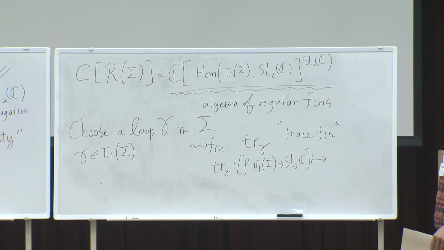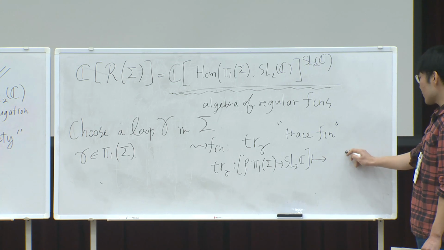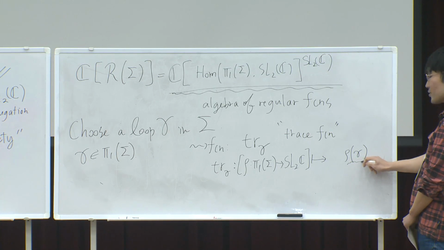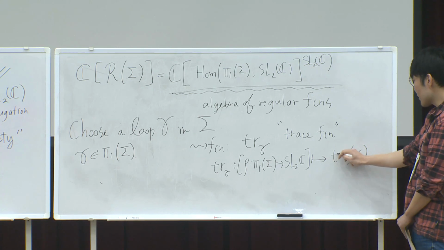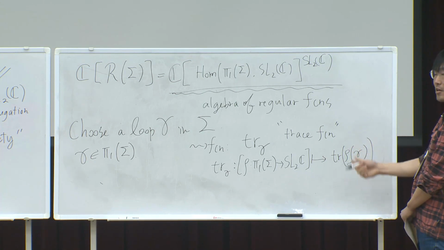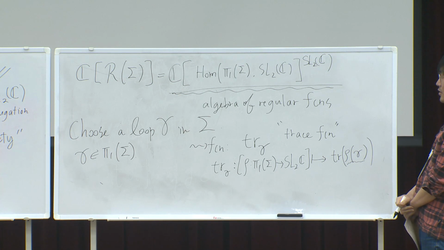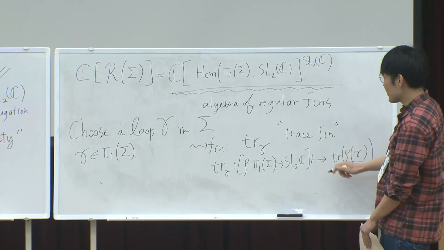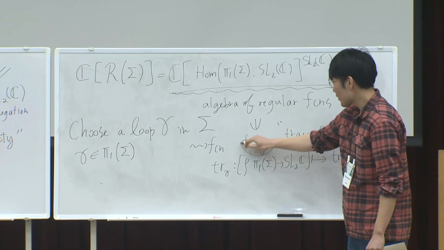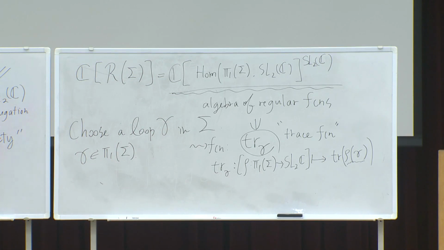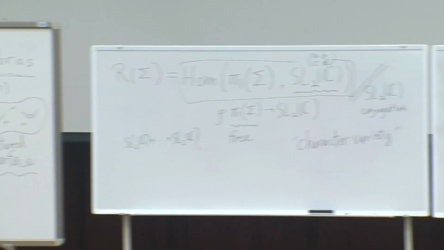And the number it spits out is that you first feed in your fixed element gamma, then this is an SL2C element, and you take the trace. So you get a number, and then you see that this is invariant under the conjugation, and it's also easy to see that this is a regular function. So this Tr_gamma is an example of an element here. It's the most natural element you can think of, and you can do that whenever you have a loop.